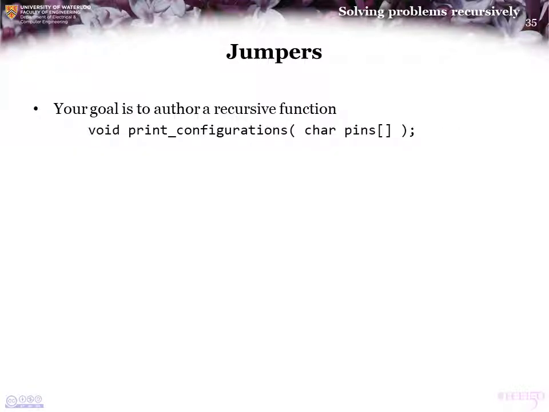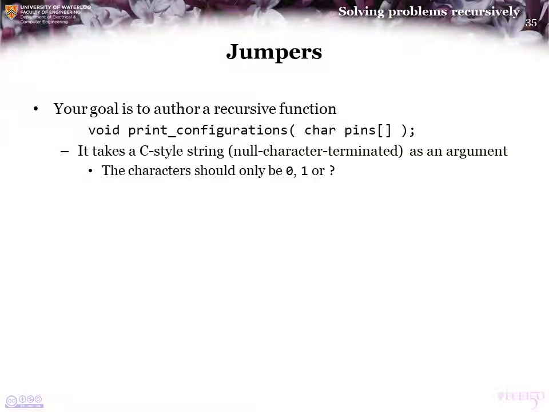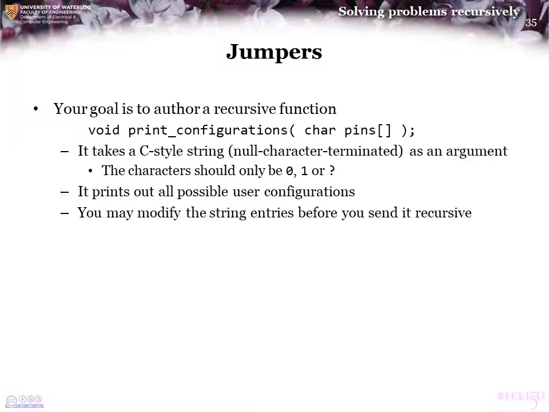Your goal is to author a recursive function print configurations which will take a C-style string, that is a null character terminated string, as an argument, and the characters in that should be either assumed or you can check to be only 0, 1, or a question mark. Your function will print out all possible user configurations, and as a comment, you may modify the string before you pass it on recursively.